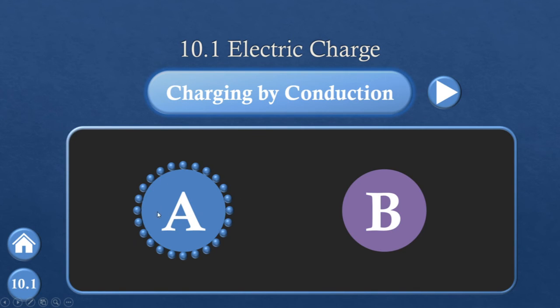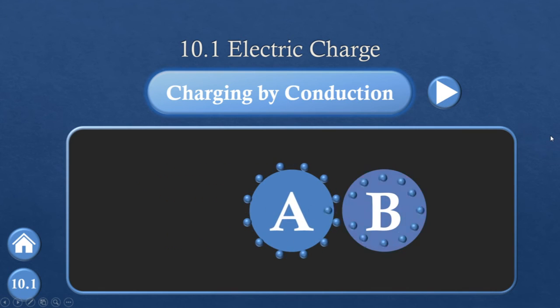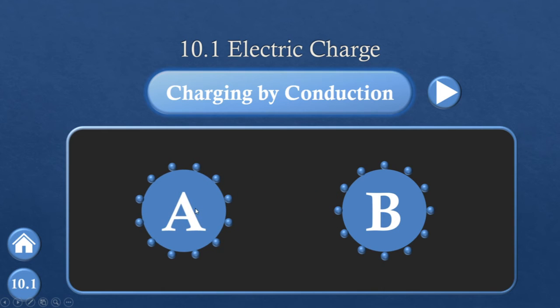So here we have object A. Object A is negative because it has all these negative charges built up on its surface. We're going to bring it over and let it touch object B, which is currently neutral, and we're going to watch as some of those negative charges drain onto object B. So now both A and B are negatively charged.